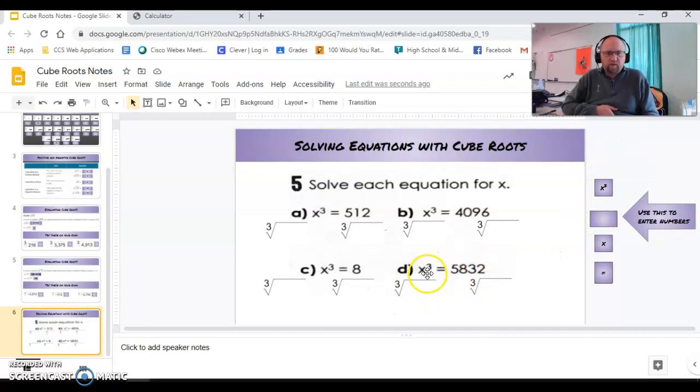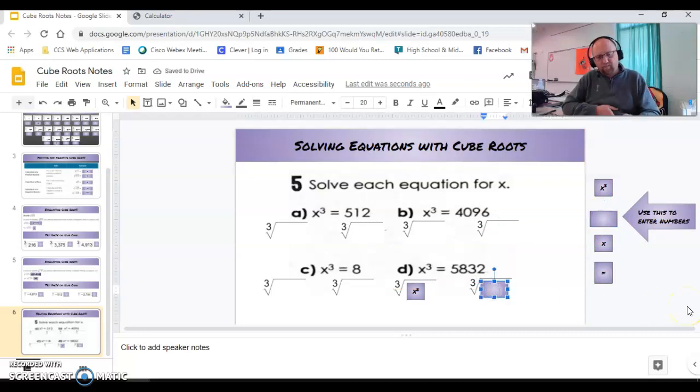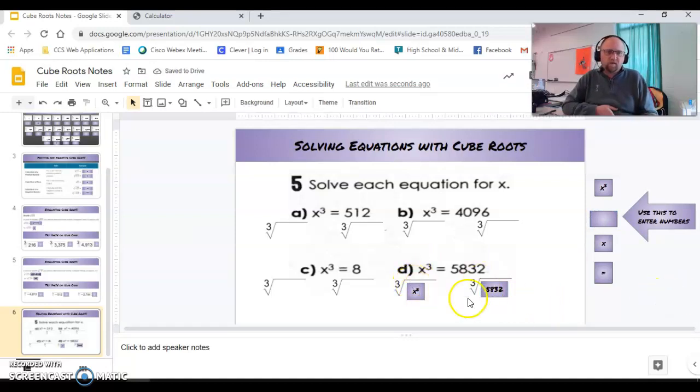The first thing you want to do is, the equation is x to the third equals 5,832. So the first thing I'm going to do for any of these equations is drag the x to the third underneath the radical so that I can take that cube root. And then to enter the number, this blank number box is what I'm going to enter. I'm going to drag that right down there and drop it, and then click and type in there 5,832. So your first step will always be to do these two. And then lastly, because it's an equation, you have to have that equal sign. Drop that in there.